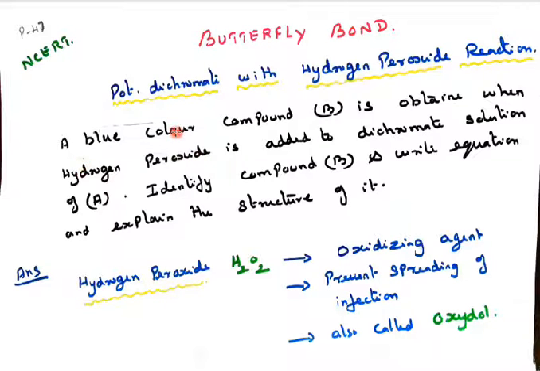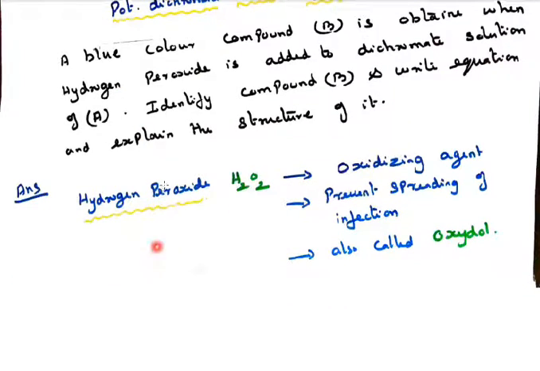The question: a blue color solution, compound B, is obtained when hydrogen peroxide is added to the dichromate solution of A. Identify the compound B, write the equation and explain the structure of it. They have given a blue color compound B, obtained when hydrogen peroxide is reacted with the dichromate solution of A. So here we should identify what A and B are.